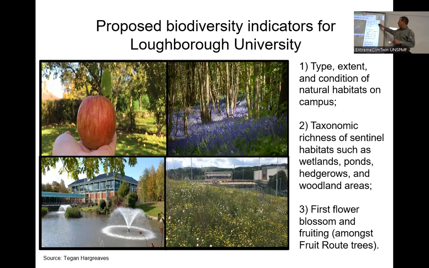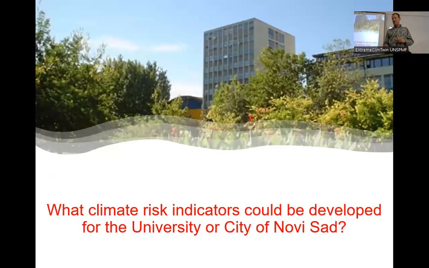So we're looking at recording the type, extent and condition of habitats. We're looking at key habitats like wetlands and ponds to see how the species mix is changing. And we're recording the first flowering, the phenology, as we call it, of the species. How is that changing through time with the changing weather conditions? So I hope that makes sense.